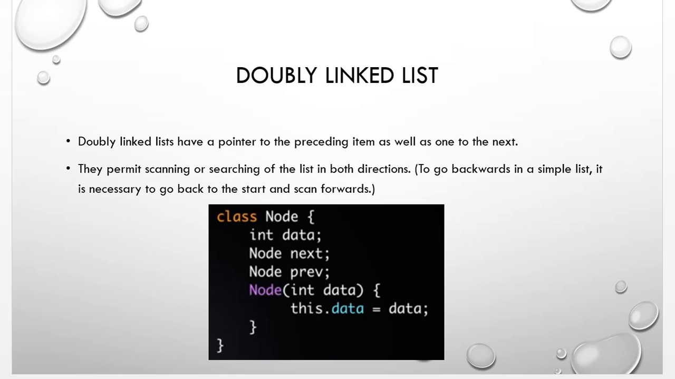So this permits scanning or searching of the list in any direction that you choose. You can go backwards in a doubly linked list, but in a singly linked list you will need to go back to the start and then start scanning again going forwards. So that is not really efficient. But the doubly linked list allows you to search from anywhere. The main modification of that node object is that we have added a node previous link here. Node next works as the pointer to the next node, while node previous works as the pointer for the previous node.